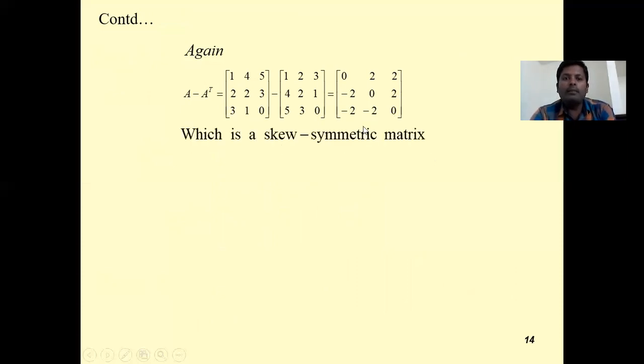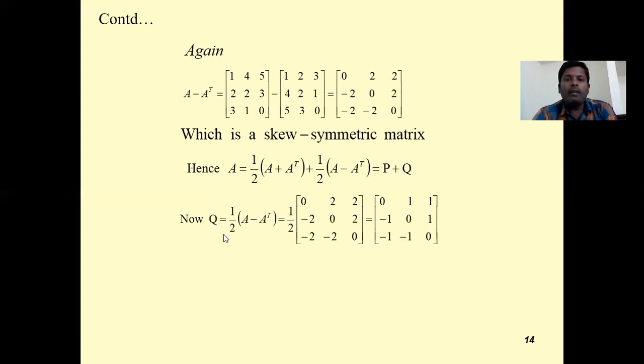Before, A plus A transpose is symmetric. A minus A transpose is a skew symmetric matrix. Hence, we know that A equals 1 by 2 of (A plus A transpose) plus 1 by 2 of (A minus A transpose), which is equal to P plus Q. Now Q is equal to what?